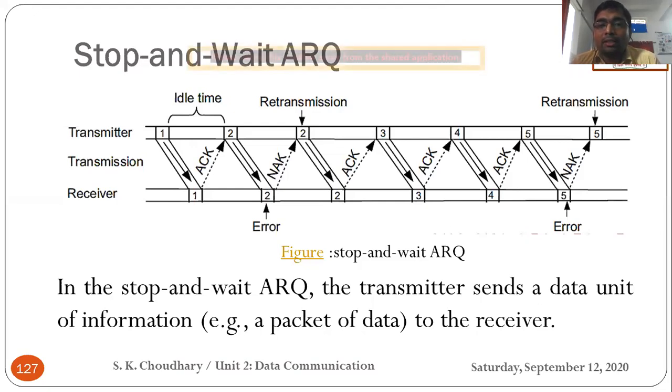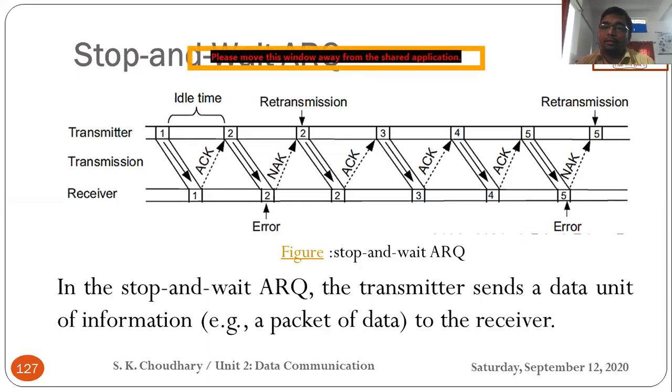So everyone please draw this diagram or take a screenshot, and further you have to draw. This is very important, because the diagram is the main medium, and then you will understand the system. It is very simple and very clear from this diagram. There is a transmitter, transmission, and receiver. Three points are mentioned here: idle time, retransmission.